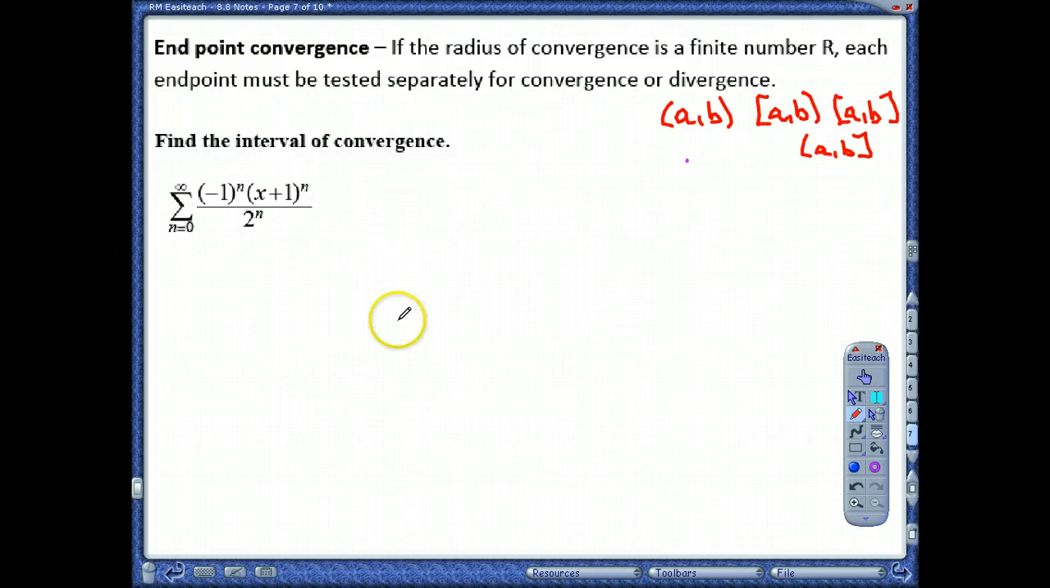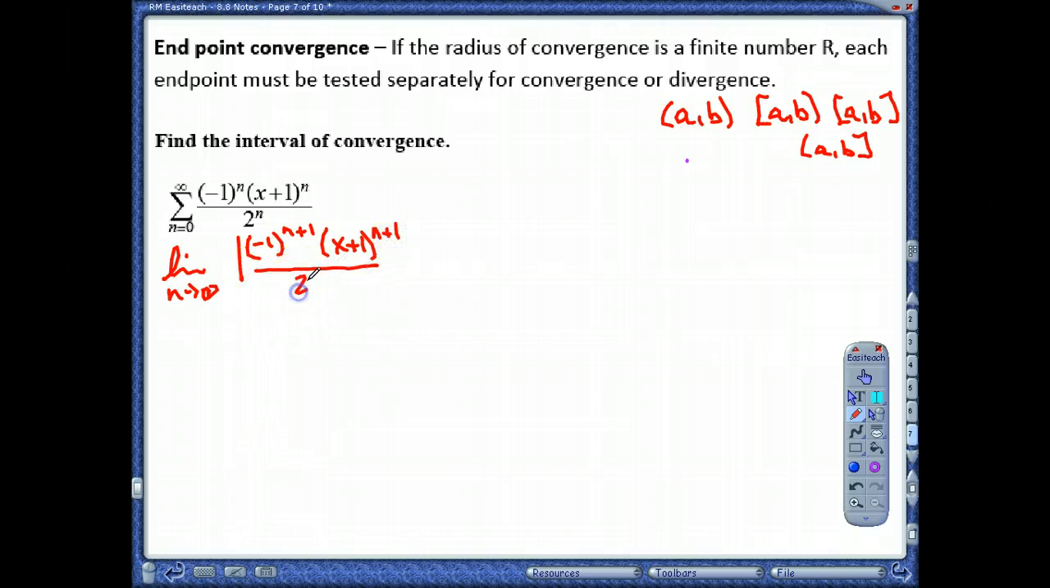So let's get started. We're still going to start out with the ratio test because we've got powers. So we're going to do our limit as n approaches infinity. We are going to do the n plus 1 term, and then we're going to divide that by the nth term. So we're going to flip and multiply. We're going to see where we're going.